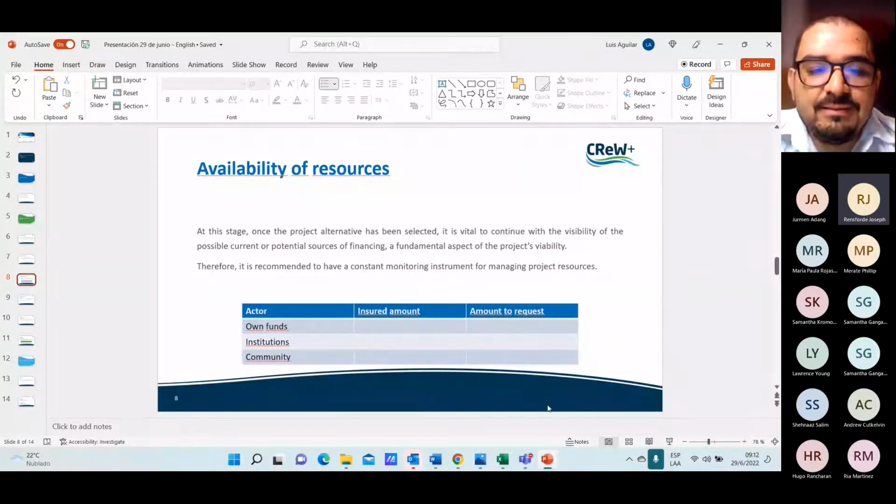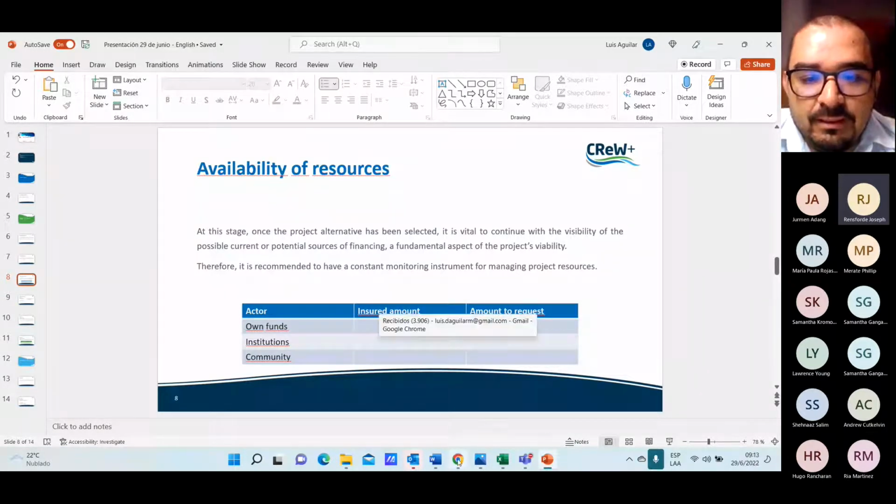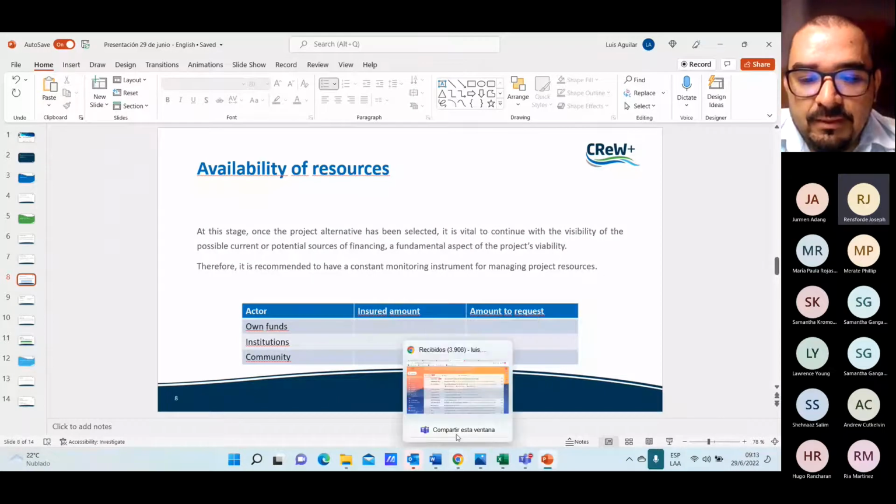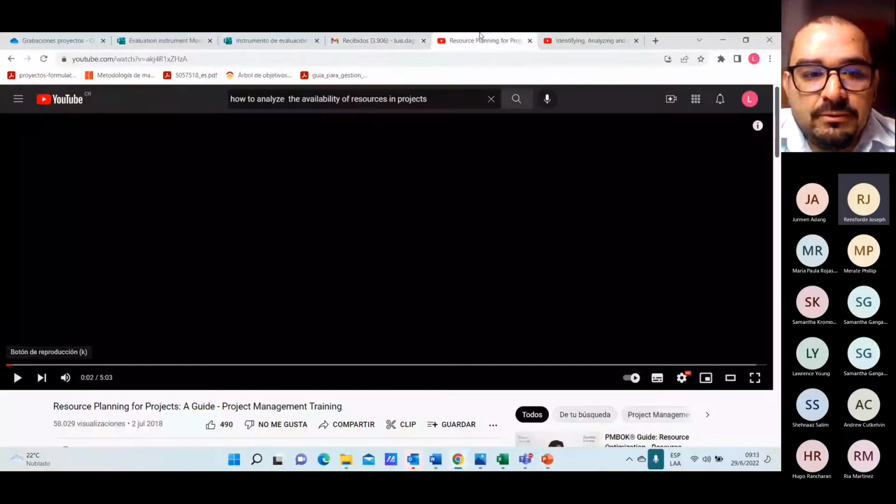In the case of starting to clarify the availability of resources and also when we need the resources, because maybe we don't need all the resources at the same time or at the beginning. Maybe also some resources we need at the end of the project. So I'm going to show you a little example of a teacher that is talking about this matter to be a little bit more profound on this.